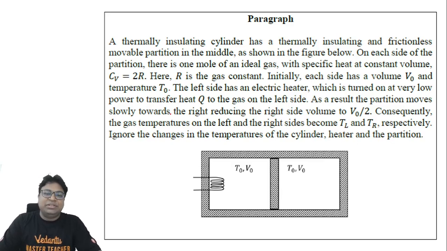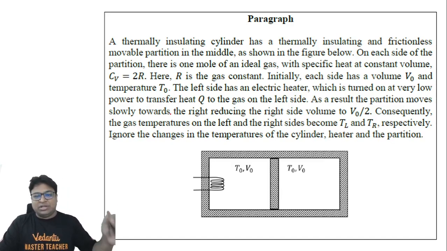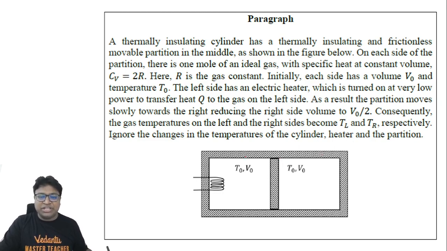Hello students, this is question number 15 and 16 of paper 2 physics 2021 JEE Advanced. So let's see what is there in this question. In this question an insulating chamber is given which is divided into two equal halves containing 1 mole of gas each, and the two halves are separated by an insulating and frictionless movable partition.